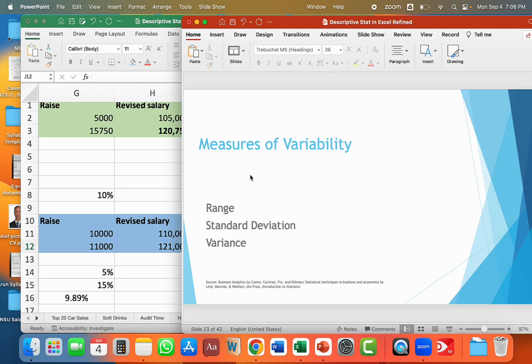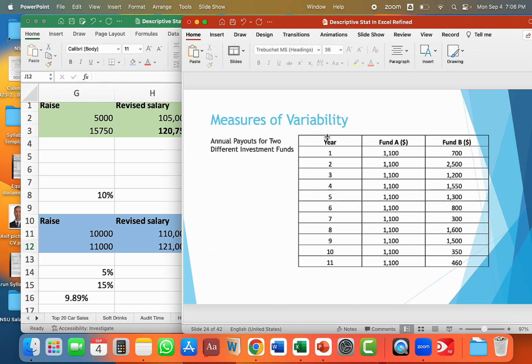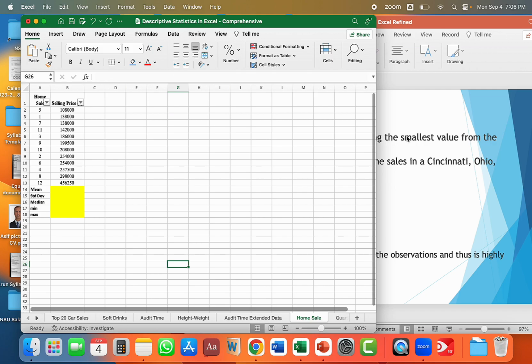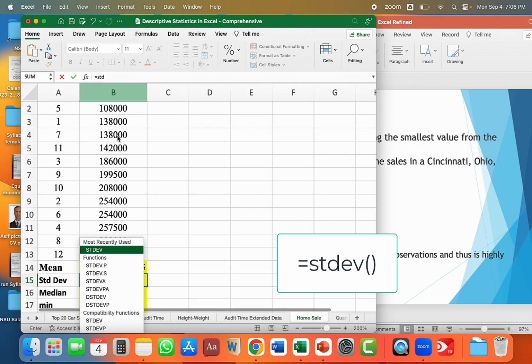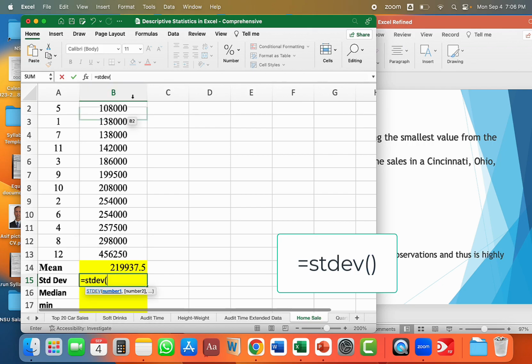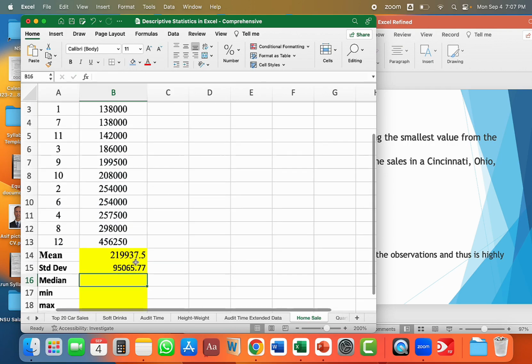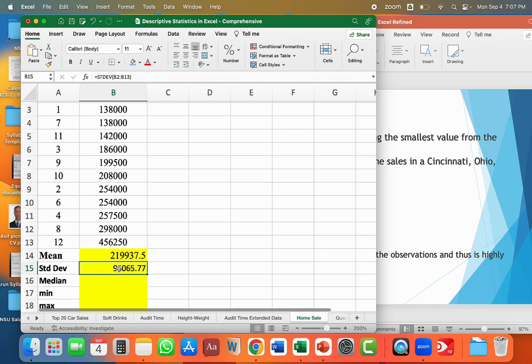Measures of variability. And there are 3 things: range, standard deviation, and variance. Range is basically the difference between the highest value and the lowest value. So for example, if we use home sale data, and in home sale data, this is selling price, and then standard deviation. For standard deviation, I will just write here STDEV, that's the abbreviation of standard deviation, and selecting these values, we get this one. The standard deviation means how much variation exists among these values. So we can say that this variation in house price is 95,000.